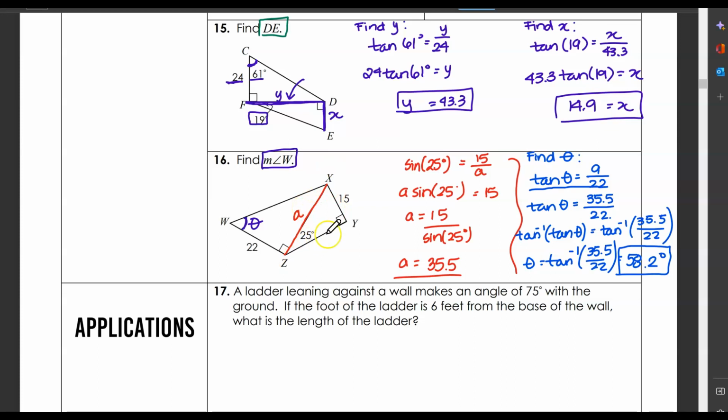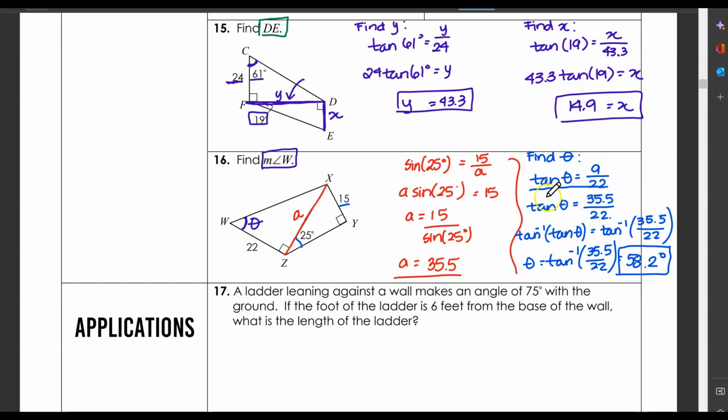So I come back to the second triangle on this end here, and I say, all right, if I know what 25 degrees is here, and I have 15, and I really need to know A, that tells me that I need to use sine. So I'm going to take sine of 25 degrees equals 15 over A. Then this becomes A equals 15 over sine of 25 degrees. So we get that A is 35.5.